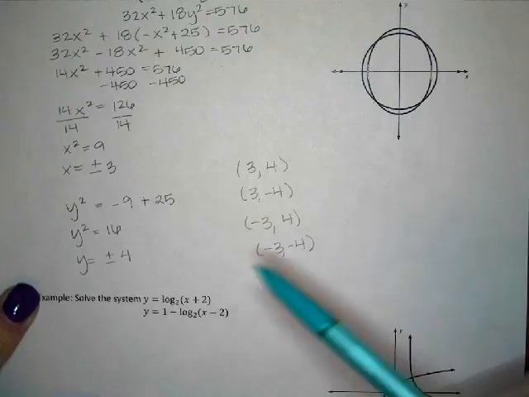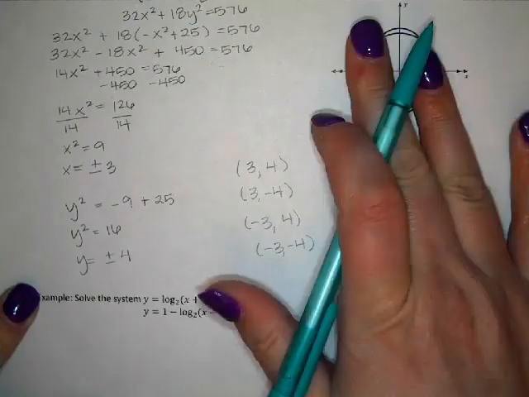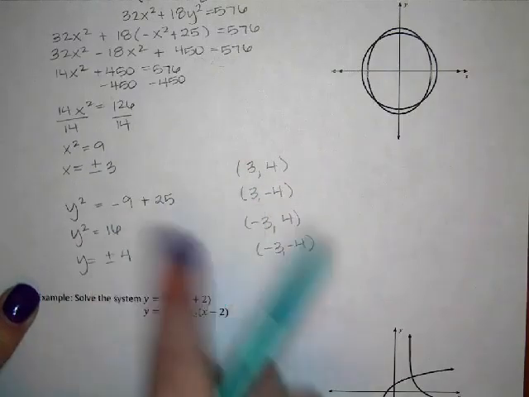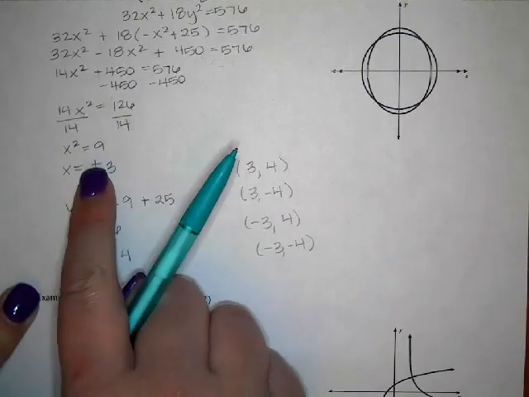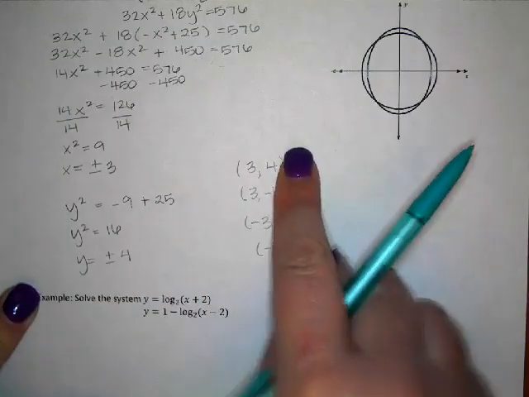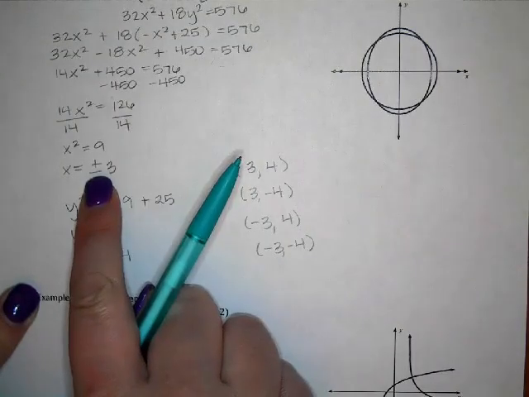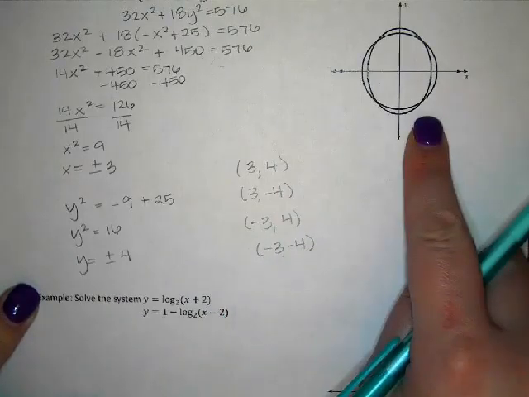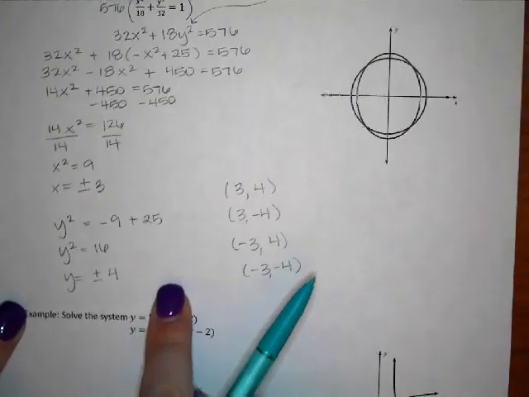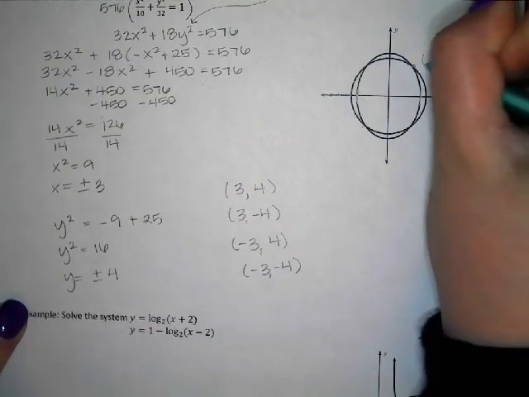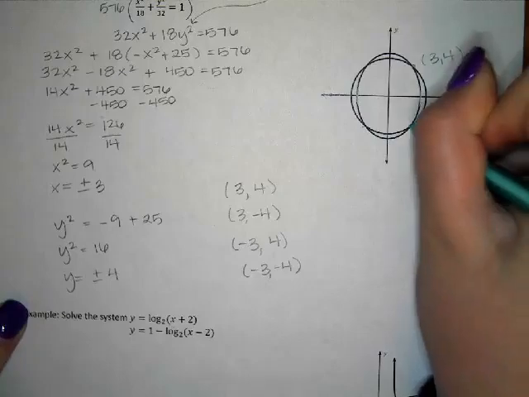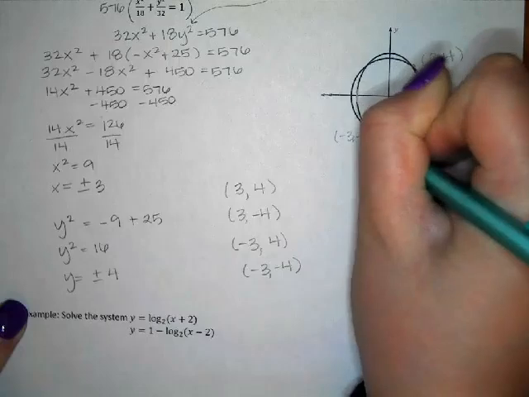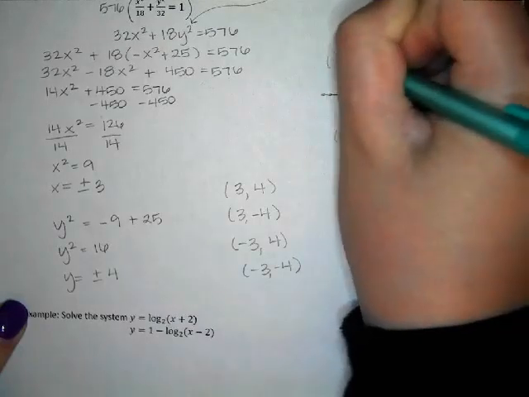So if you were doing this without the picture, you would say, well, when I plug in positive 3, I get negative 9 plus 25 is 16. I get plus or minus 4. So when I plug in positive 3, I get plus or minus 4. That's 2 answers. And then when I plug in negative 3, the same thing happens. I get 2 answers. And so that's how you know without the picture that you should have had 4 answers total. So we have (3, 4), (3, -4), (-3, -4), (-3, 4).